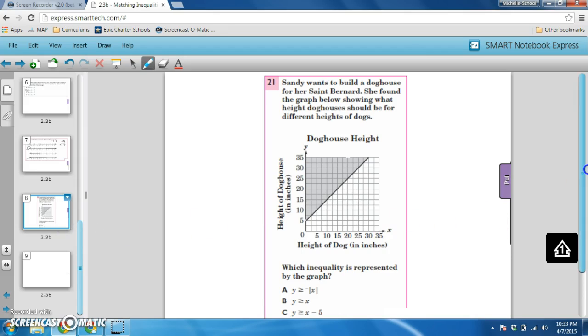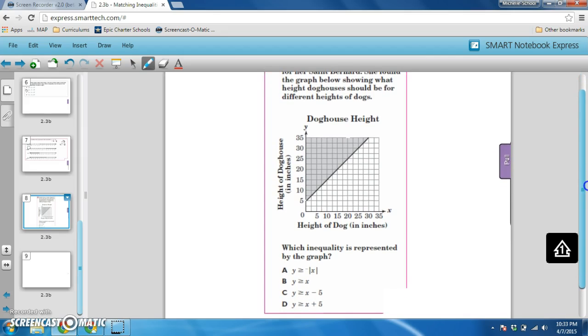Sandy wants to build a doghouse for St. Bernard. She found the graph below showing what height doghouses should be for different kinds of dogs. Which inequality is represented by this graph? Okay, y equals the absolute value of negative... y is greater than or equal to negative absolute value of x. Okay, absolute value are v's. This is not shaped like a v, so we can get rid of that one. Y is greater than or equal to x.